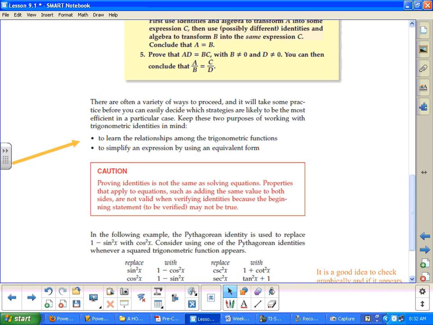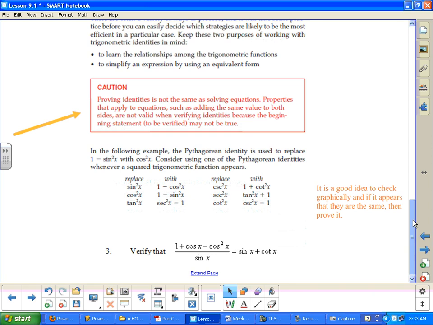It's important to learn the relationships among the trig functions and to simplify an expression by using the equivalent one. Now, here's one of the mistakes that was made on the test the other day: these are not equations. These are identities that we're proving. That means I can't move things from one side to the other. I can do things to both sides, but I can't move things. So if I had a plus sine of x on one side, I can't subtract sine of x from both sides to get rid of it. It's not an equation. You're proving that the two sides are equal, and so we can't move things each way.